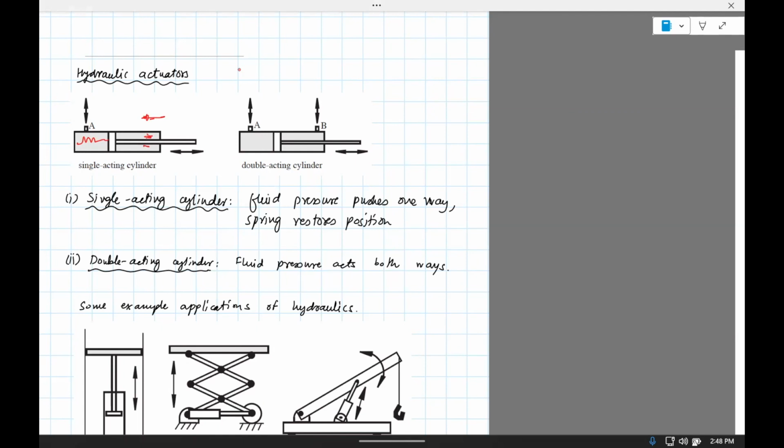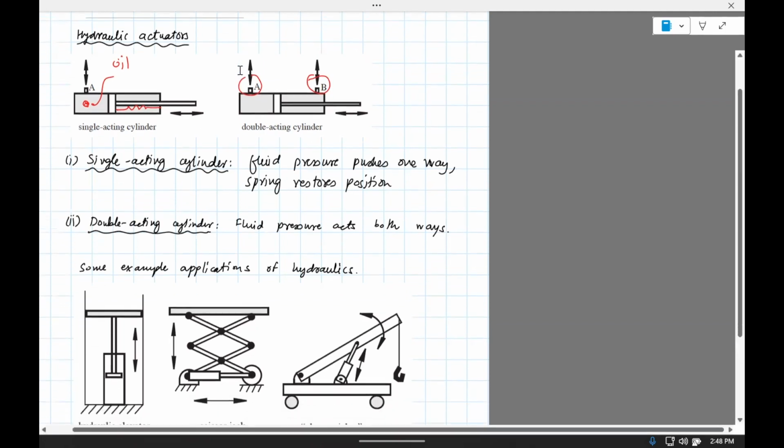You pressurize it. Actually, I made a mistake here. This is wrong. Here you can see that there is A here, which means that it is pressurized here. So the oil will come here. So it will move to the right by default, but you need a spring on the right side so it can spring back. A double acting one will have valves on both sides, and you can pressurize either way. So you can go left, right, or right, left.